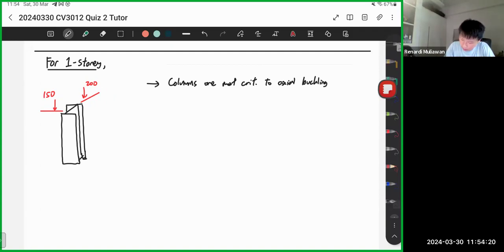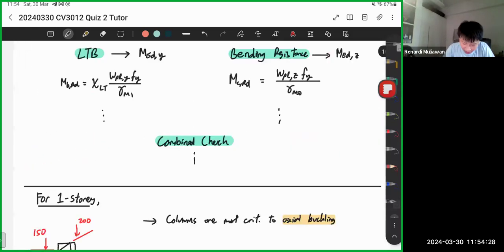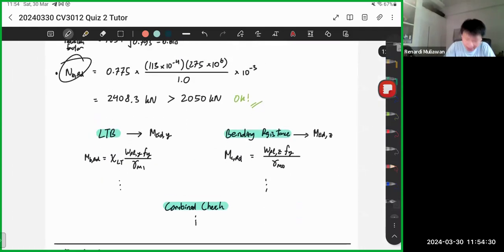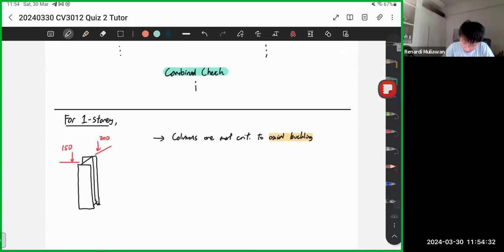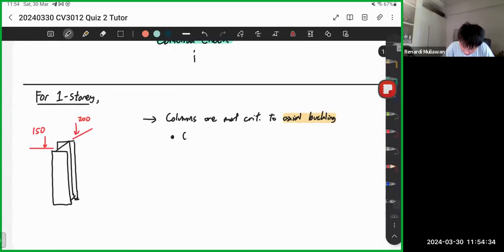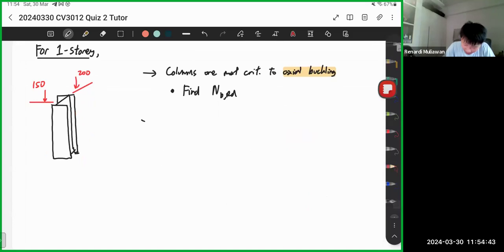So the keyword here is axial buckling. So usually you must compare the loading with axial buckling. What's the resistance for axial buckling? It's the one that we've calculated just now. It's NBRD, the buckling resistance. That's usually your first step. Second step is find the loading of the column.